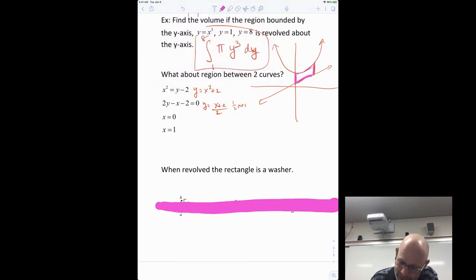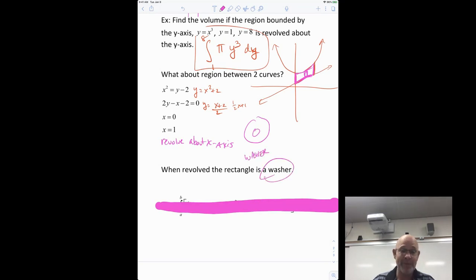However, notice my rectangle. When I revolve that rectangle around the x-axis, sorry, I didn't say what we're going to revolve about. Revolve about the x-axis. All right. Now it's not a disc anymore. It's actually a washer. It's got a little hole in it, right? So if you envision this little rectangle being revolved, we're going to get this. This is called the washer method. The washer method and the disc method are really the same. It's just one case has a hole in it, the other one doesn't.